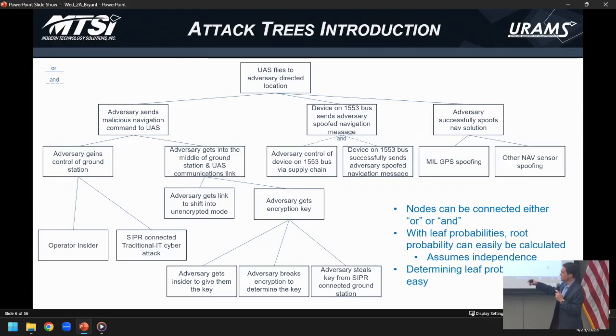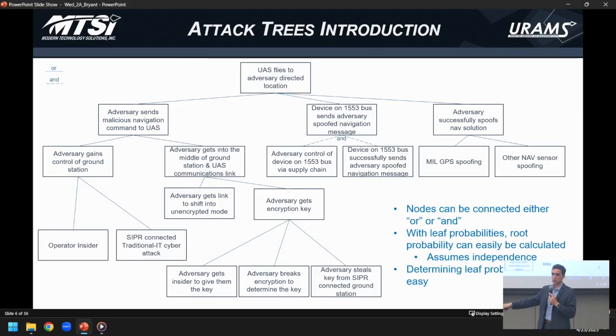So the attack trees I'm going to show you are all upside down. The root is at the top, the leaves are at the bottom, and the branches are in the middle. At the top, you have what the adversary is trying to do. We're going to be talking in terms of a notional unmanned aerial system called the Berserker, that some of you may have run into in other places. In this particular attack, the adversary is trying to fly this UAS to an adversary-directed location.